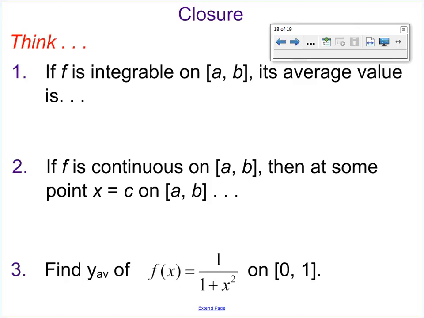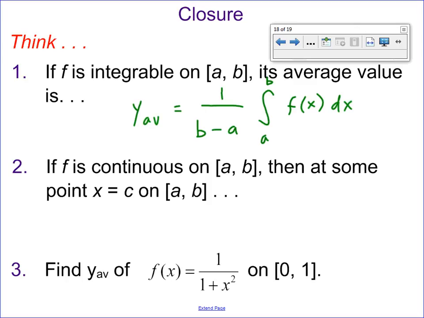Go ahead and share our average value formula then. If f is integrable on A to B, its average value is given by what? How could we write that? Vivian? Raise your hand if you had the same as Vivian for number 1. There's our y average. Good.